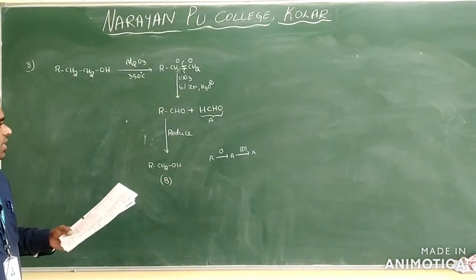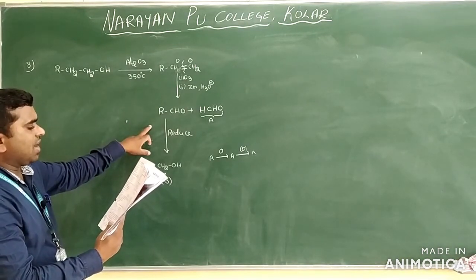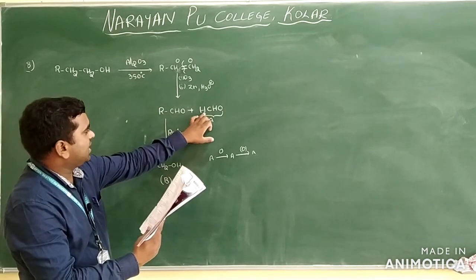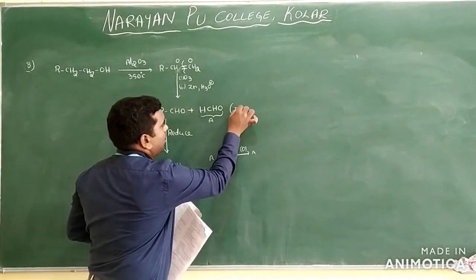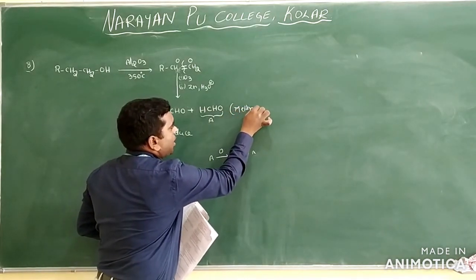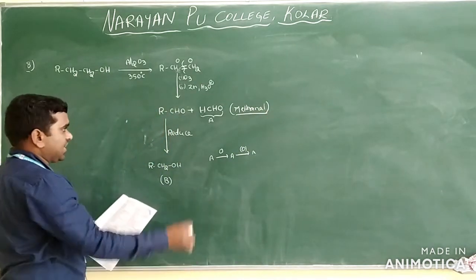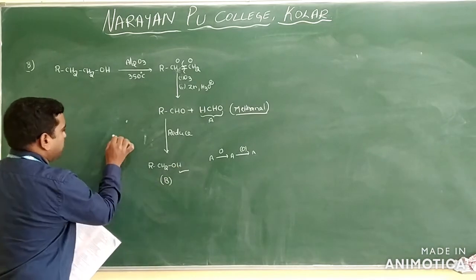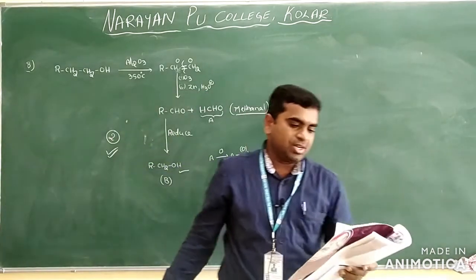But in your options, they have not given it like this. See methanol: A means HCHO. In option 2, this is what we call methanol. Methanol here means the aldehyde, and that is A. And B is RCH2OH. So option 2 is the correct one. Clear? So this is option 2.